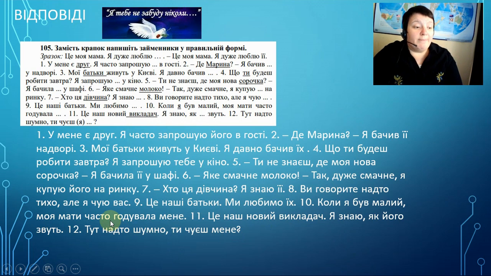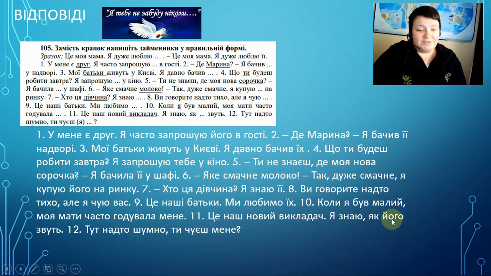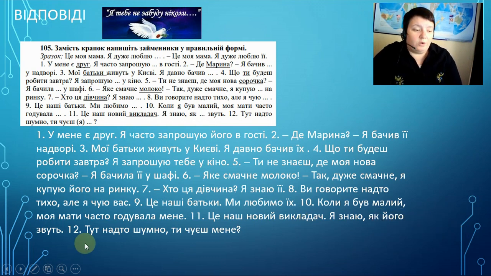Коли я був малий, моя мати часто годувала мене. When I was little, my mom often fed me. Again, я, мене, in accusative. Це наш новий викладач, я знаю, як його звуть. This is our new teacher, I know what we call him. Oh, I know his name, actually, it would be better to translate, but here we have this form. Викладач, teacher, and we're replacing it in accusative with його. Тут надто шумно. Ти чуєш мене? Here it is too noisy. Do you hear me? So, мене. Yes? Okay.